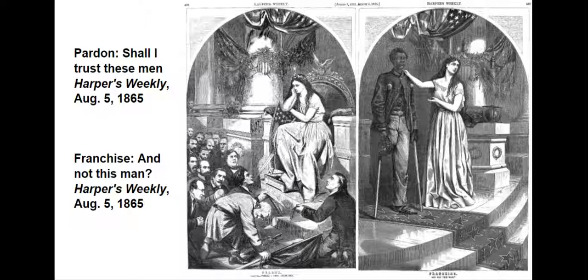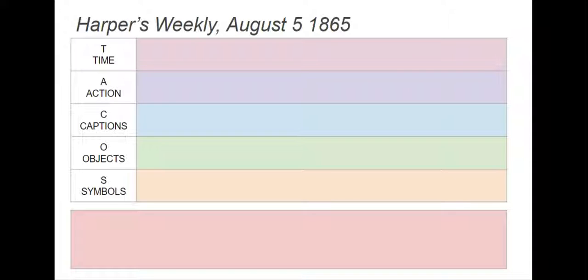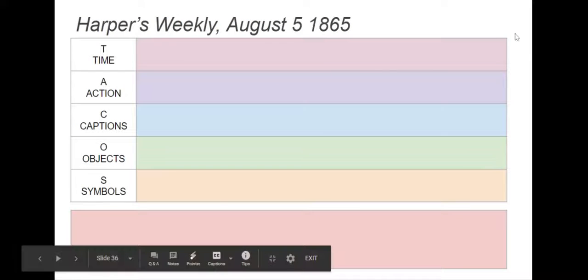All righty. So there's a comparison contrast in these two sources that have often appeared on exams. So there you go, your Harper's Weekly, August 5th, 1865. There's your two historical documents.